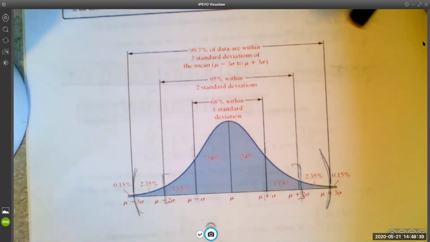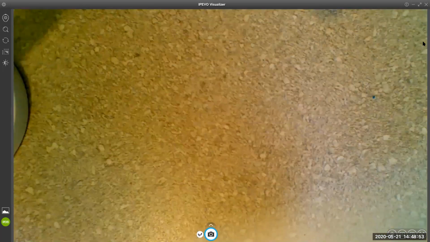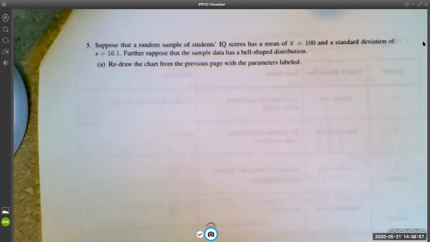So let me give you number 5. It says, suppose that a random sample of students' IQ scores has a mean of 100 and a standard deviation of 16.1. Further, it says redraw the chart from the previous page with the parameters labeled.